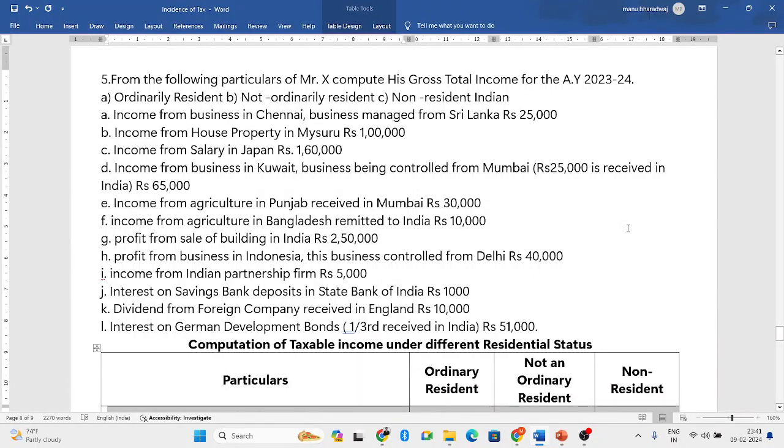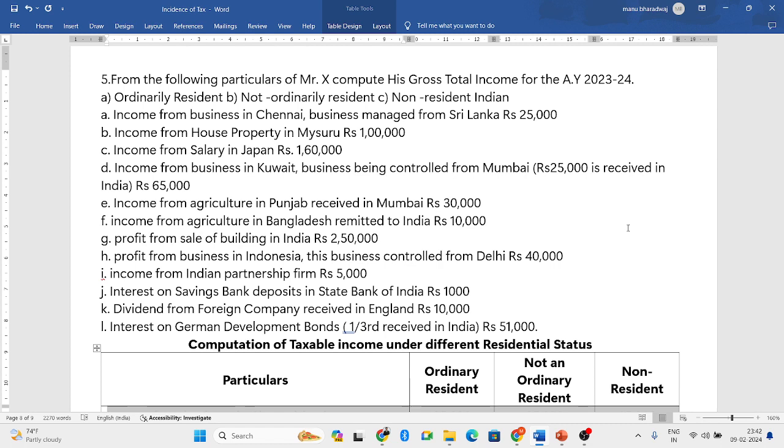In this particular video, we'll solve one more problem related to incidence of tax. From the following particulars of Mr. X, compute his gross total income for the assessment year 2023-24. Okay, we have to compute his total income in all the three cases: if he is an ordinary resident, not an ordinary resident, or non-resident.